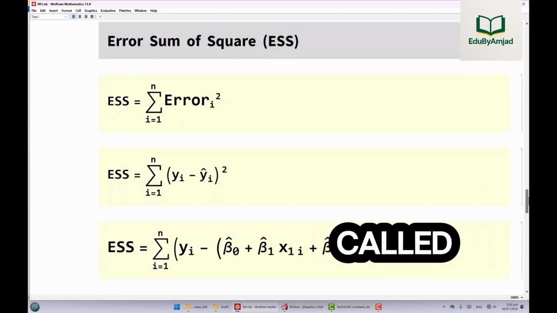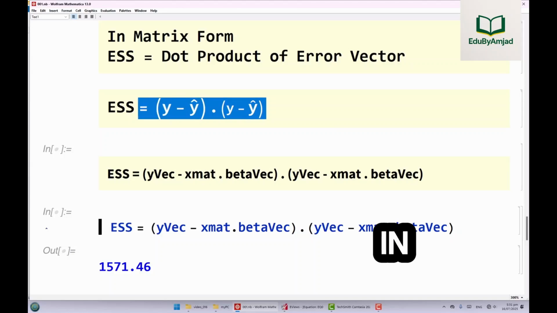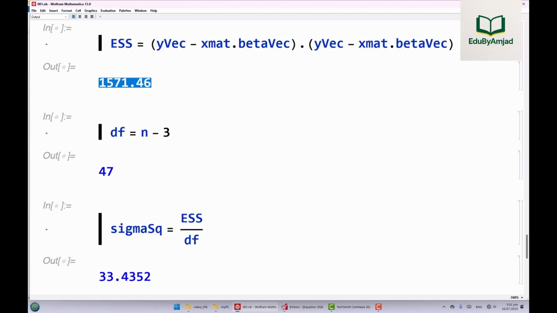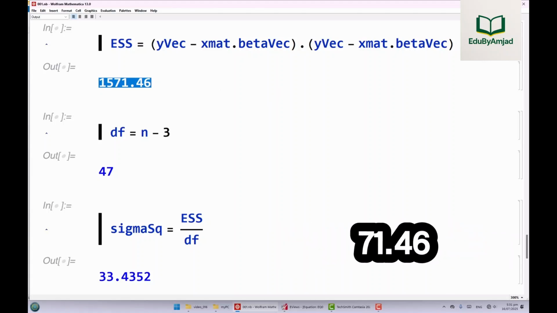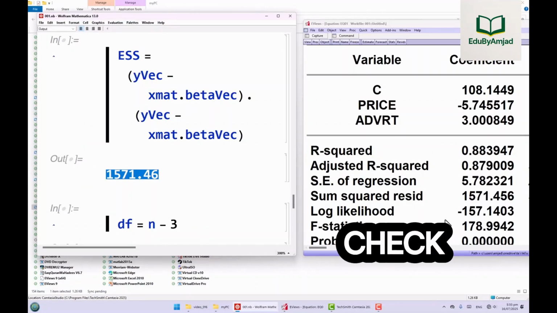Let's calculate what's called the error sum of squares. We square each error term and add them up. In matrix form, this is the dot product of the error vector with itself. Mathematica estimated it: 1571.46. We can double-check it in EViews. Yes, it is the same.